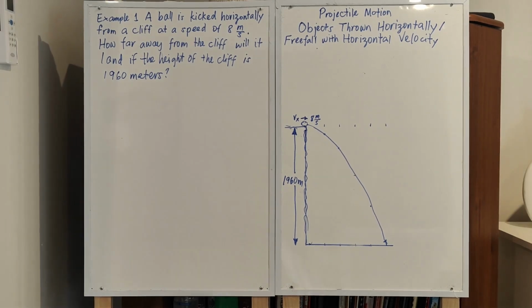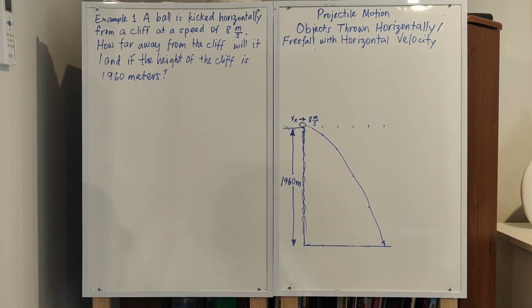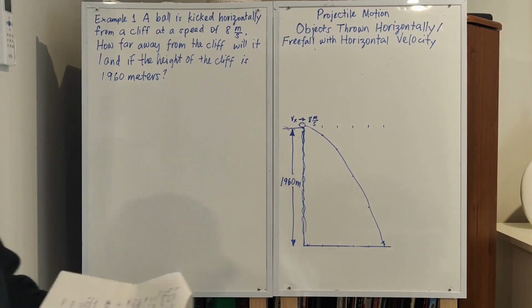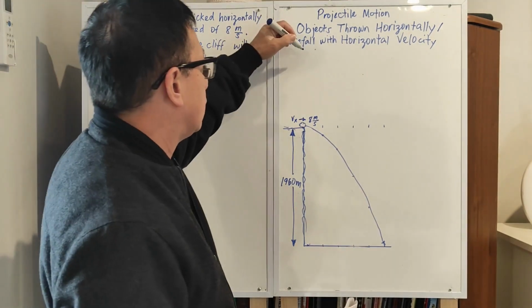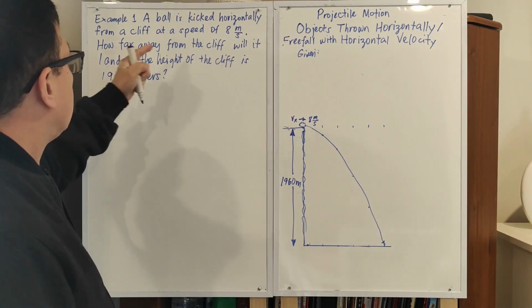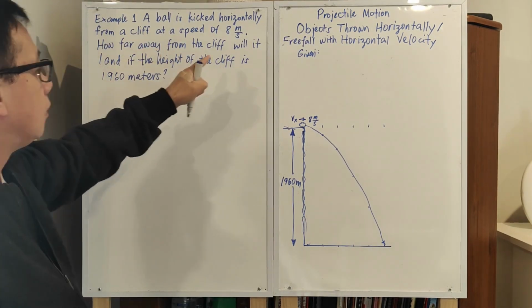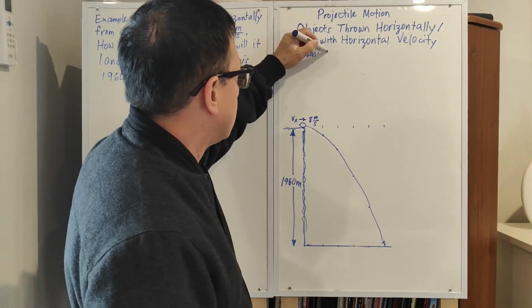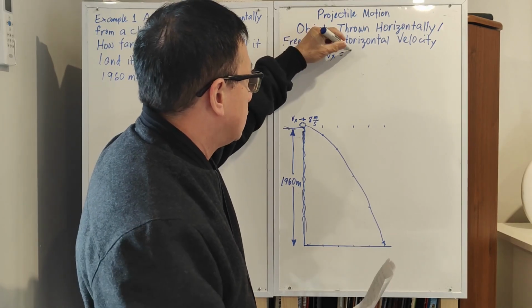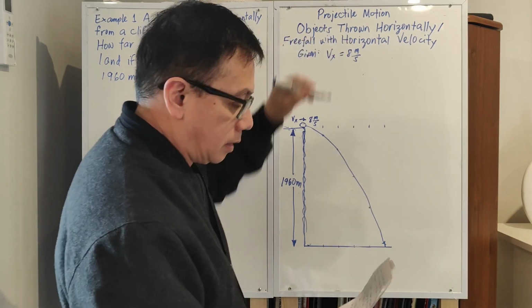Example 1. A ball is kicked horizontally from a cliff at a speed of 8 meters per second. How far away from the cliff will it land if the height of the cliff is 1,960 meters? So let us first write down what are the given. Now it has a horizontal velocity of 8 meters per second. So that's Vx going horizontally. Vx is 8 meters per second.